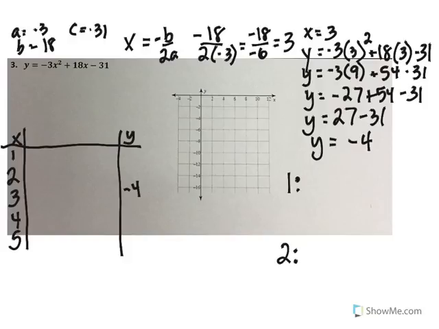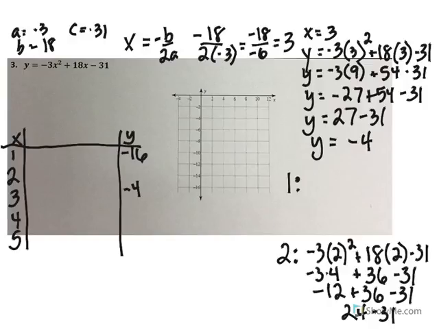All right, when we plug in a positive 1, we get... when we plug in a positive 2, we get... I'll work on that right now. This is what I got. 24 minus 31. So, negative 7.